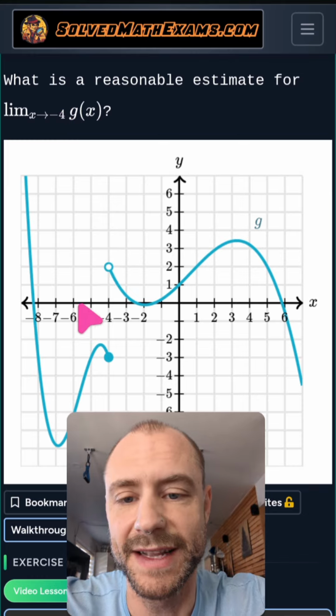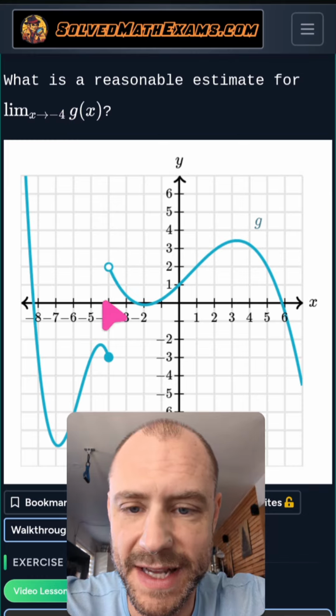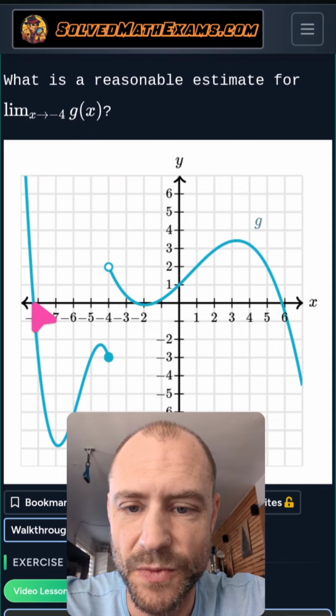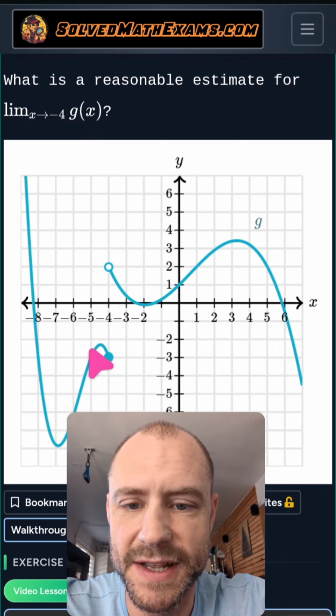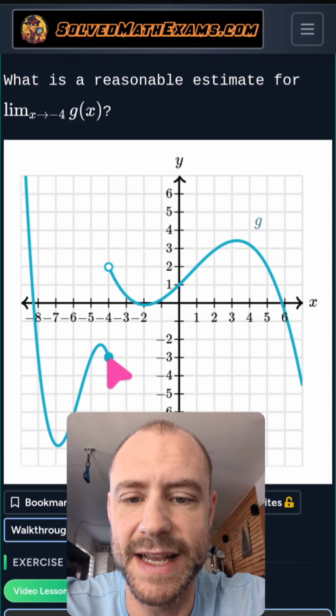Now we look at the left-hand limit. As we come to -4 from the left, we have to follow this portion of the g function. So that brings us down here to -3.